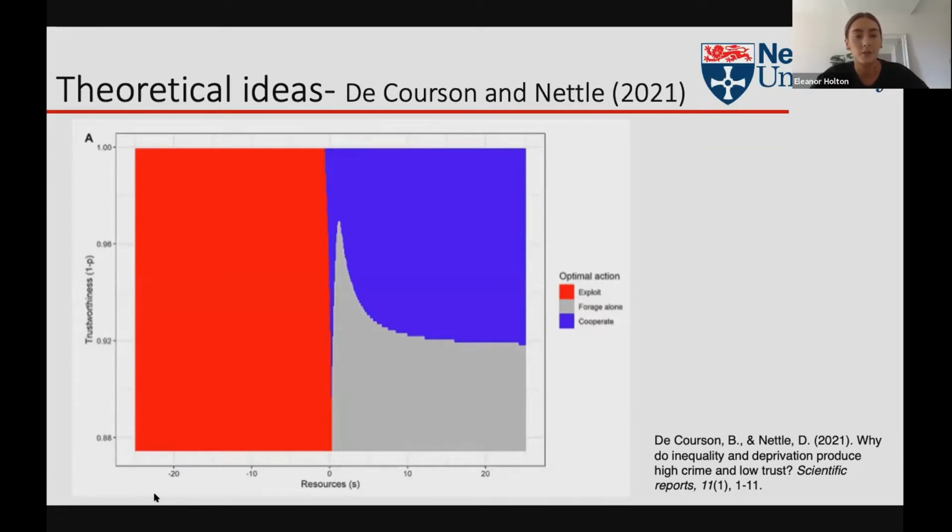You can see from the red section on the left-hand side, this shows exploitation. And this shows that exploitation is optimal for fitness when you are below the desperation threshold, regardless of your level of trustworthiness in the surrounding population. So when one's resources are below the desperation threshold, it's always optimal to exploit, regardless of your level of trust.